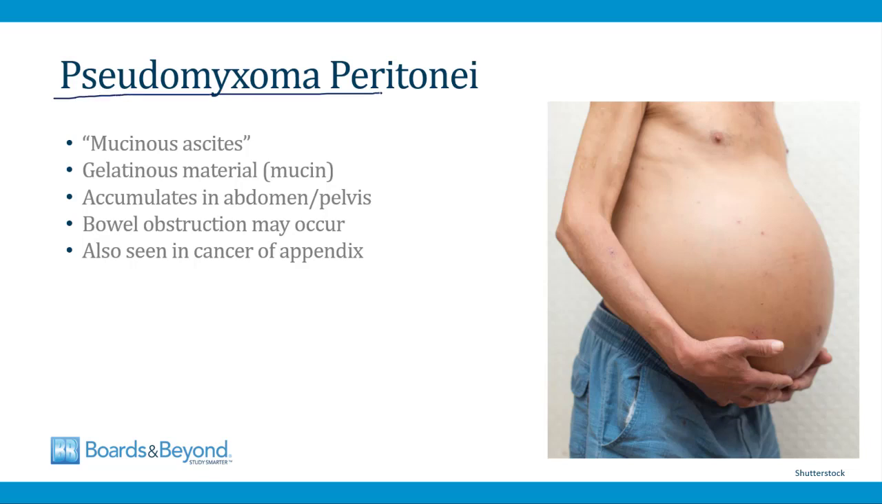Ovarian epithelial cell cancers can lead to diffuse spread in the peritoneum, and this can cause a condition known as pseudomyxoma peritonei. This is also called mucinous ascites because in this condition a gelatinous material called mucin accumulates in the abdomen and pelvis, and this can lead to ascites. And because this material is gelatinous and sticky, sometimes a bowel obstruction can occur. And so basically, pseudomyxoma peritonei means diffuse spread to the peritoneum, and you can see this in other forms of cancer besides ovarian cancer. The classic cancer to cause pseudomyxoma peritonei is cancer of the appendix, which is very rare, but it can also be seen in ovarian epithelial cell cancers as well.